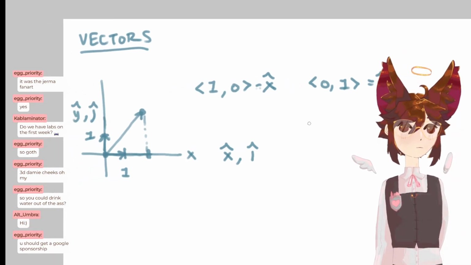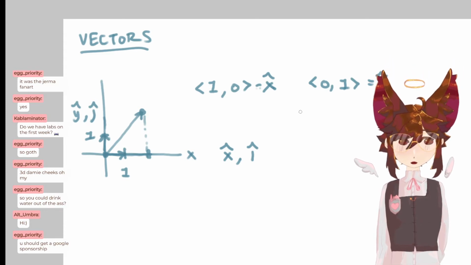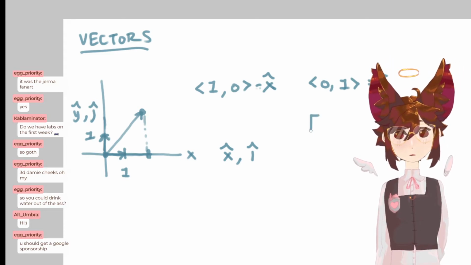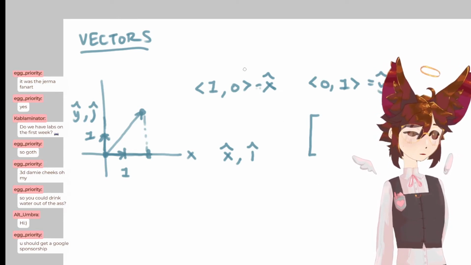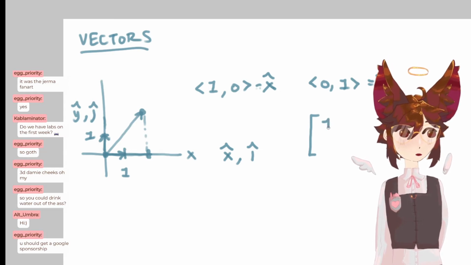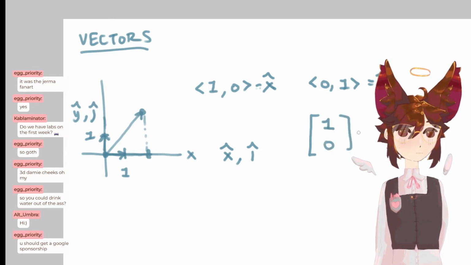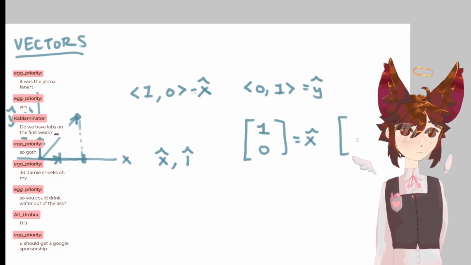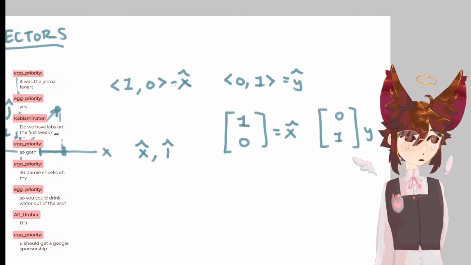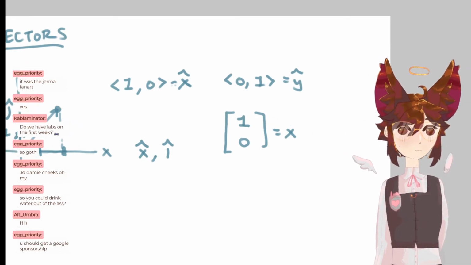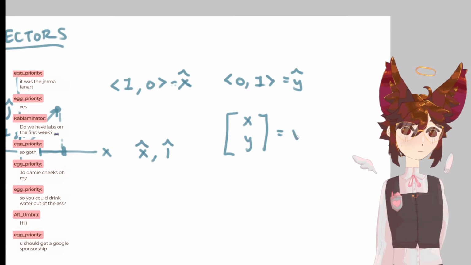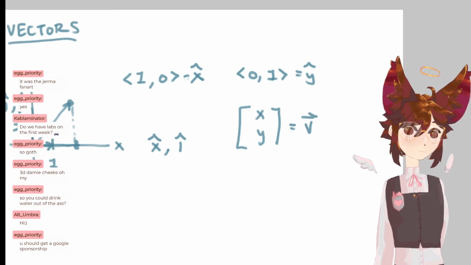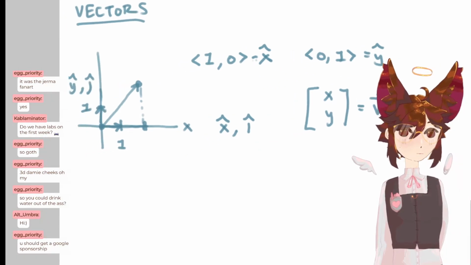The way that we're going to write vectors for linear algebra, and you'll see why in a little bit, is as a column. This is kind of weird, but we can imagine we're turning this vector to the side. So if we wanted to write x hat as a column, we would write 1, 0. That equals x hat. And we write y hat as 0, 1. The generalized form for a vector in 2 dimensions would be your x coordinate and your y coordinate, and that equals some vector v. The way we denote vectors is by putting a little arrow over the top of them.